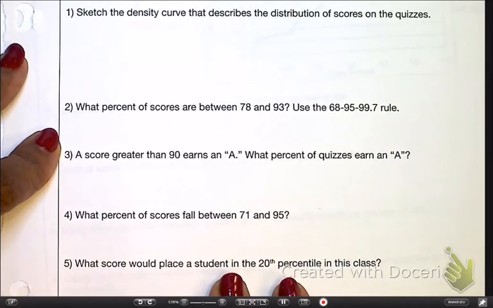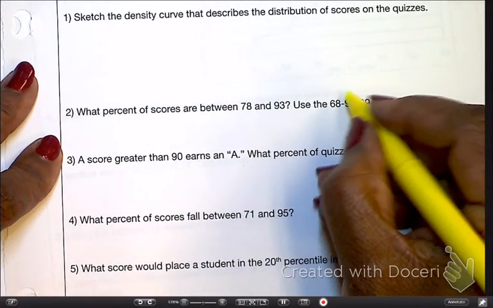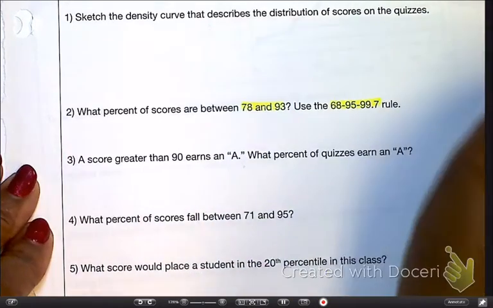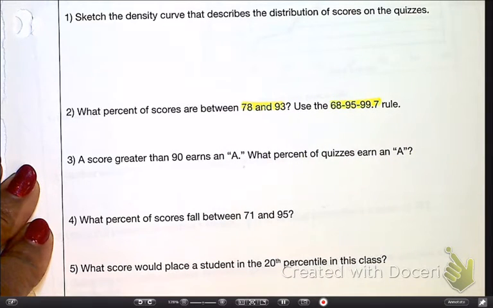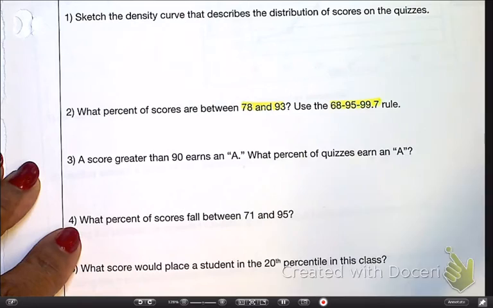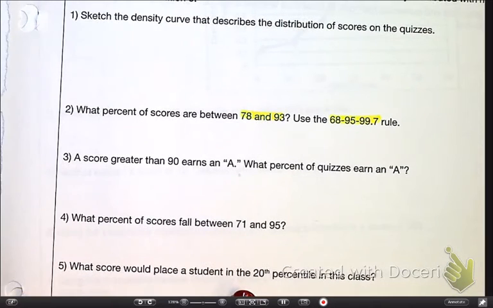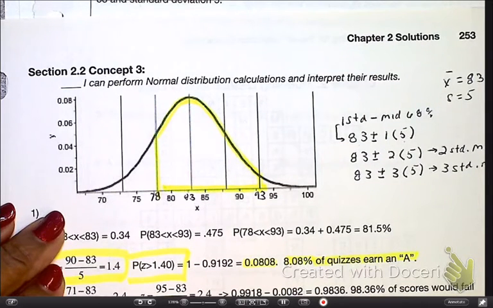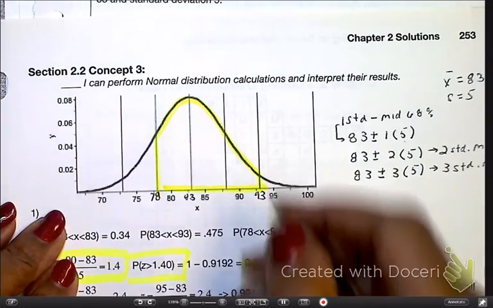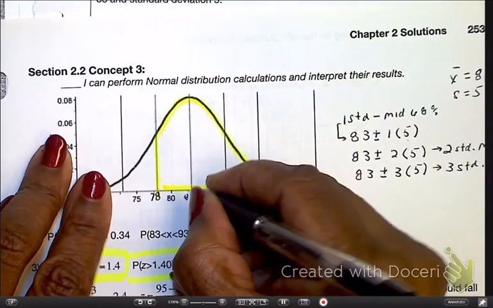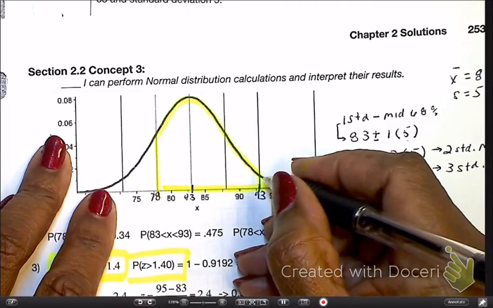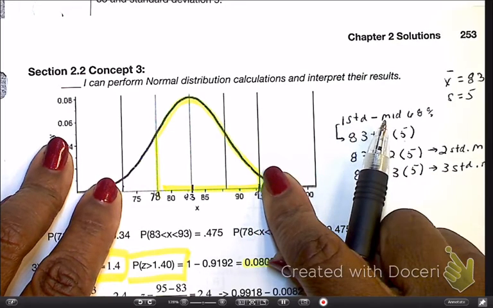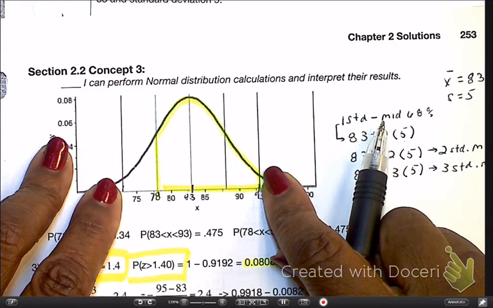I just noticed number 2, that I didn't answer it the way they wanted me to, that I didn't use the 68, 95, 99.7. So I'm going to go back and look at number 2, because I didn't follow the directions. Now let's follow the directions in number 2. They asked me to use the 68, 95, 99.7 rule. Please remember, from here to here is 95. I'm sorry, from 93 to this point right here. From these 2 points where my fingers started in, that is 95%.